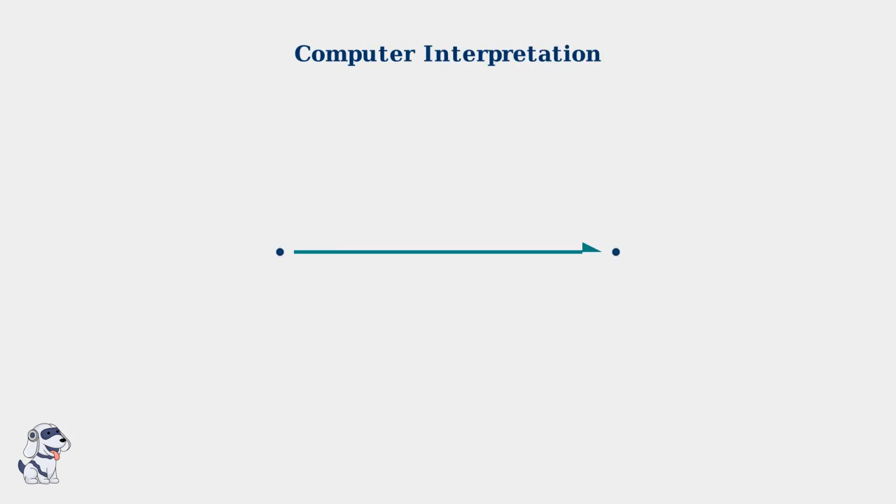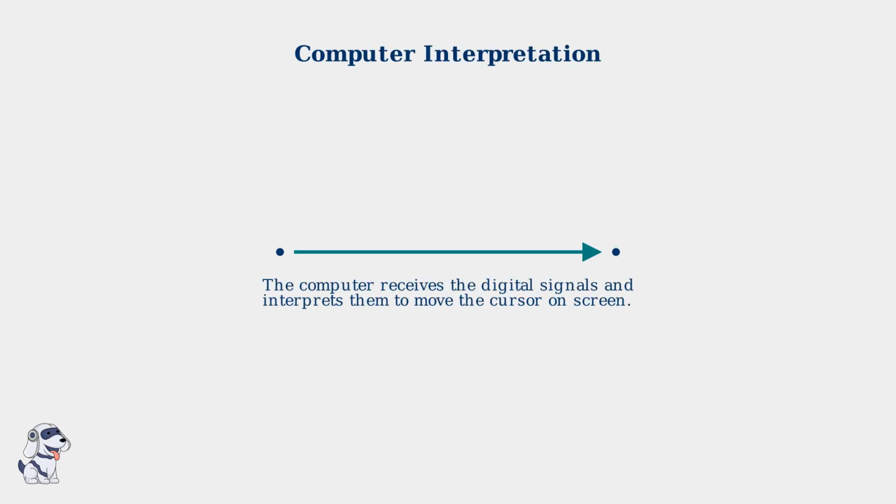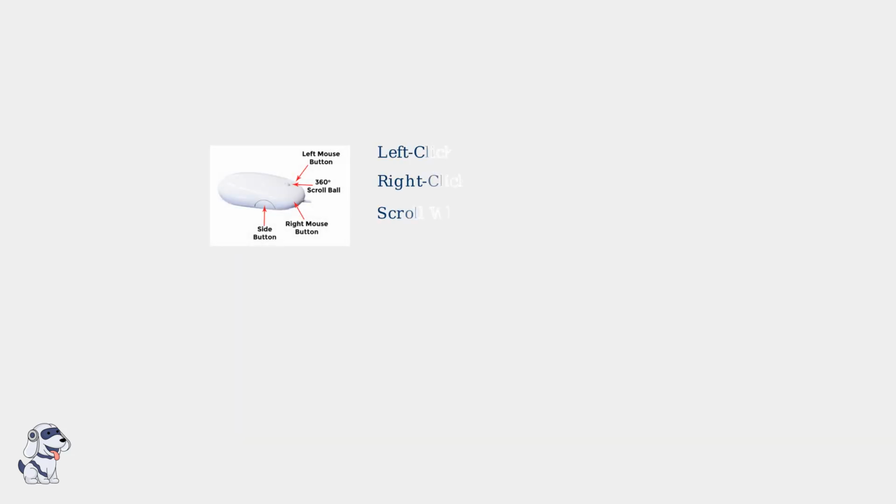Finally, the computer receives these digital signals and interprets them through its operating system. The quadrature data is decoded to determine cursor movement, allowing precise control on the screen. The computer mouse has three primary input mechanisms: the left-click button, right-click button, and scroll wheel. These components use either microswitches or optical encoders to detect user actions.